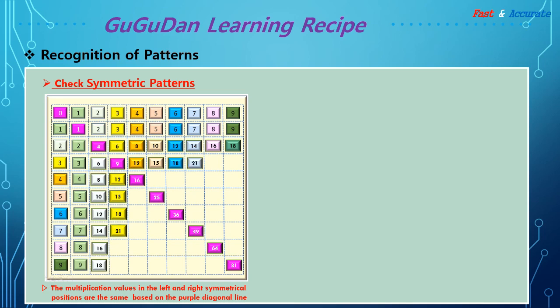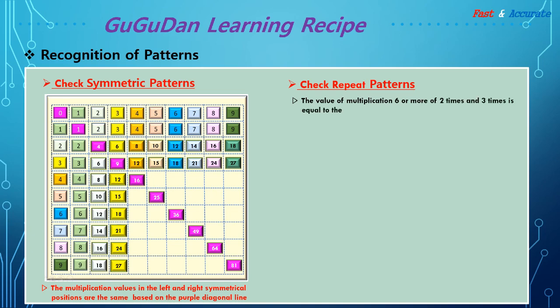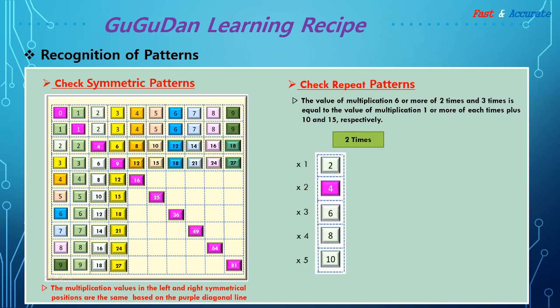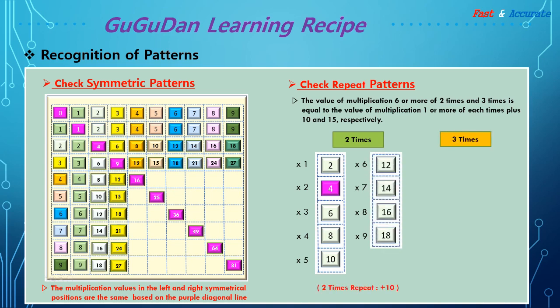The second pattern is a repeat pattern. The repeat pattern of 2 times and 3 times is as follows. As shown in the picture on the right side of the slide, the value of multiplication 6 or more of 2 times and 3 times is equal to the value of multiplication 1 or more of each times plus 10 and 15 respectively. Understanding this makes it easy to know multiplication values above multiplication 6 even if you only memorize up to multiplication 5 without having to memorize from multiplication 1 through multiplication 9.